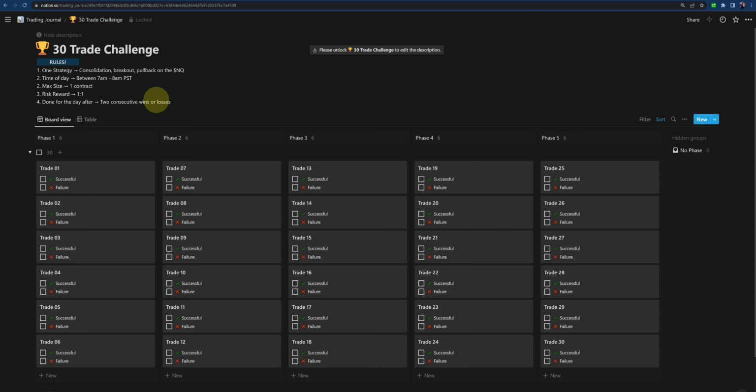I just like to trade an hour a day. I don't like to stare at the charts all day. Max size is going to be one contract. It's one full-size contract. I'm always going to do one-to-one risk to reward, no matter the price action. And then I'll be done for the day after two consecutive wins or two consecutive losses. So these are some really good rules that you can adhere to. And you can make your own, of course, but it's good to trade one strategy, one time of day, have an idea what your max size is, what your risk to reward is going to be, and what your limits are as far as wins or losses for the day.